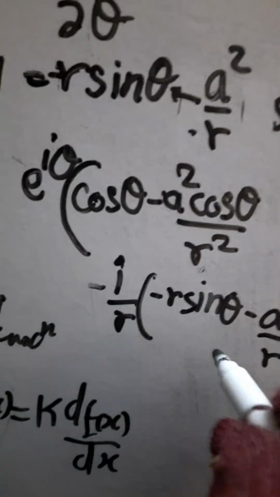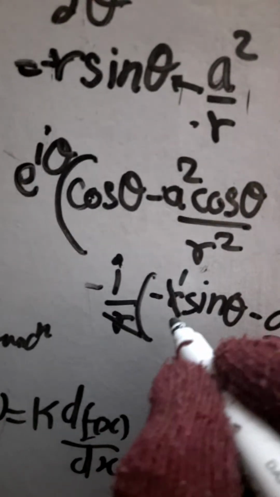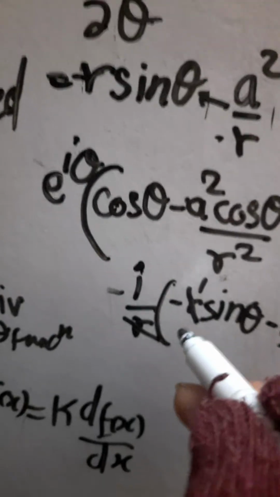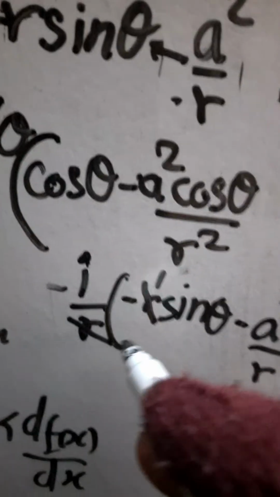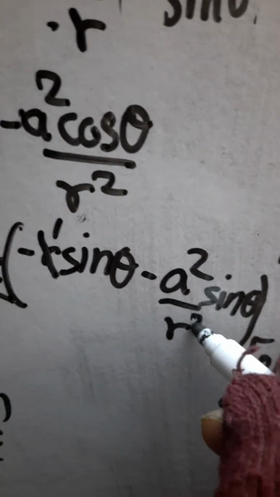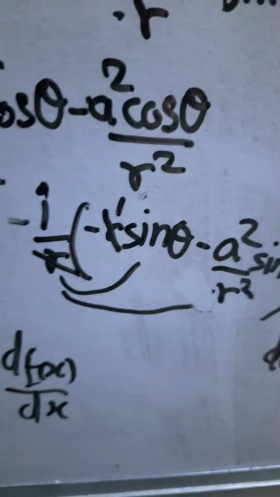Now this r divides inside both terms. When r is divided by r, it gets cancelled because it is the same number, and it becomes 1. Here it becomes r square, because there is another r, so r is multiplied to itself 2 times, and the power says how many times it is multiplied to itself. So r square, simple.